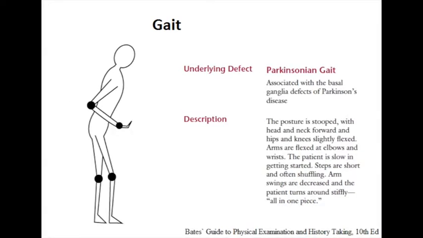Parkinsonian gait, associated with the basal ganglia defects of Parkinson's disease. Description: the posture is stooped with the head and neck forward and hips and knees slightly flexed. Arms are flexed at elbows and wrists. The patient is slow in getting started. Steps are short and often shuffling. Arm swings are decreased and the patient turns around stiffly, all in one piece.